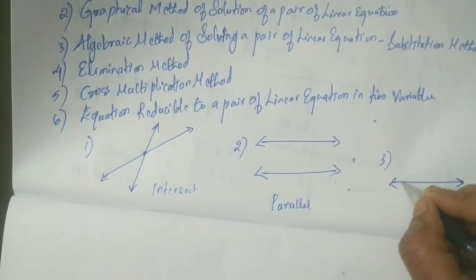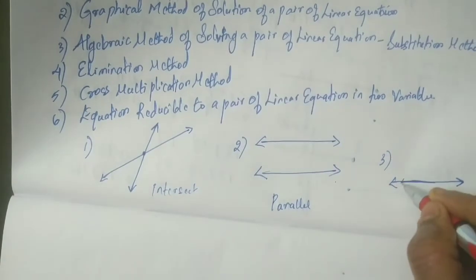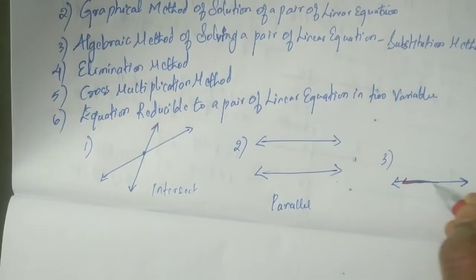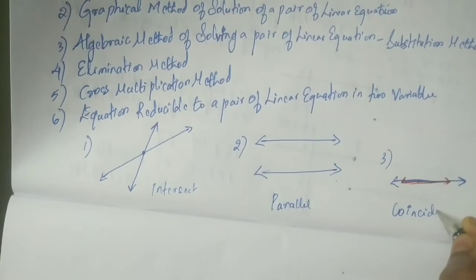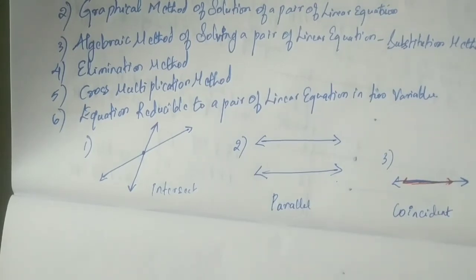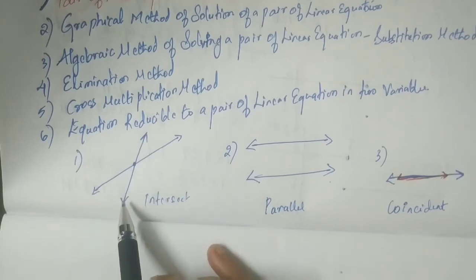And you can see the third graph which I am drawing. One will be a straight line. Along the straight line, one more line will coincide. So these are the three types of graph which you can obtain when you are solving a pair of linear equations with two variables. One is intersection, next is parallel, and the next one is coincident. So these things you have to keep in mind. Okay, the three types are intersection, parallel, and coincidence.